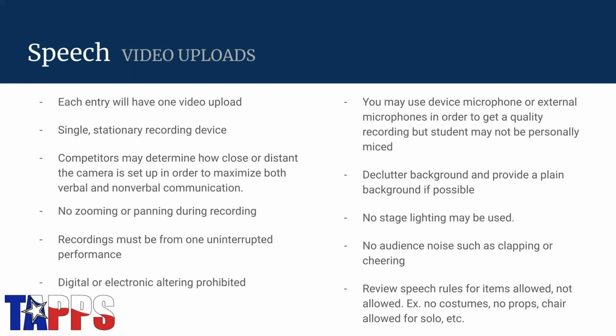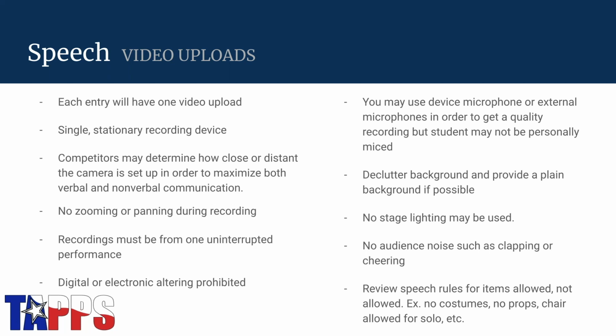We do not want zooming or panning during the recording, so you'll want to make sure that you set the camera, check your space. You can even just make sure the student is viewed and test your recording space before you start, and then make sure that when your recording's done, the student didn't move out of the video space. The recordings must be from one uninterrupted performance. We do not want you digitally or electronically altering the videos.